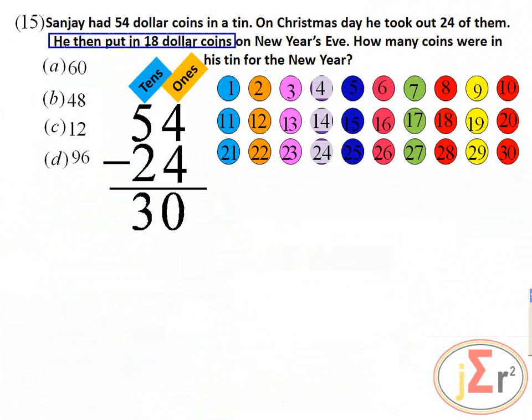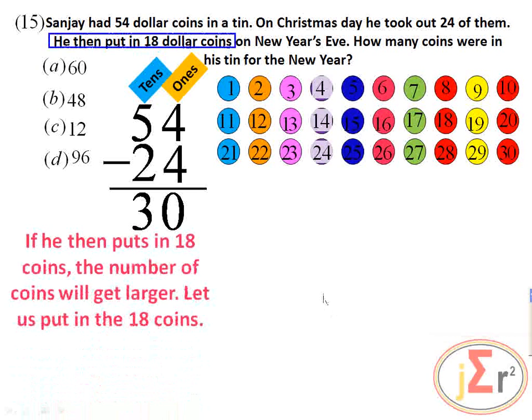What do we do after we take out 24 of them? He put back 18 on New Year's Eve. Okay, so he put in what? 18. So Jerry is telling us that we include another 18. So let us put in 18 of them and see what happens. How do we put in 18? Alright, the instruction is in this slide.